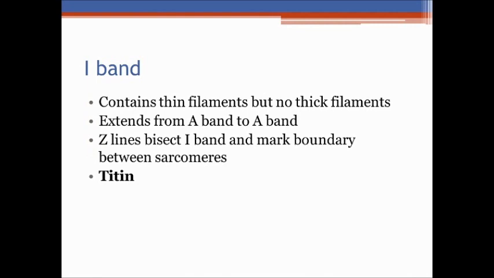In the I band, there are thin filaments but no thick filaments. This will extend from A band to A band, connecting them. Z lines will bisect the I band and mark boundaries between sarcomeres. I bands are also composed of titin, which is an elastic protein that extends from the tips of the thick filaments to the Z line. It kind of acts like an anchor.